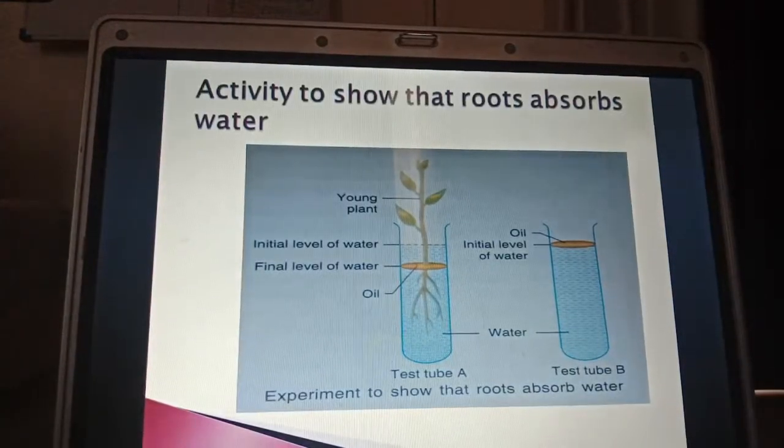Now we'll be seeing the activity. Already it has been explained. The activity to show that roots absorb water. Here you can see test tubes are taken. One is the control and the other one is filled with water, and oil is also dropped into it, and we will find the initial level of the water and the final level over here. Why is there a drop in the level of water? Due to absorption of water by the roots. So this experiment will show that roots absorb water.